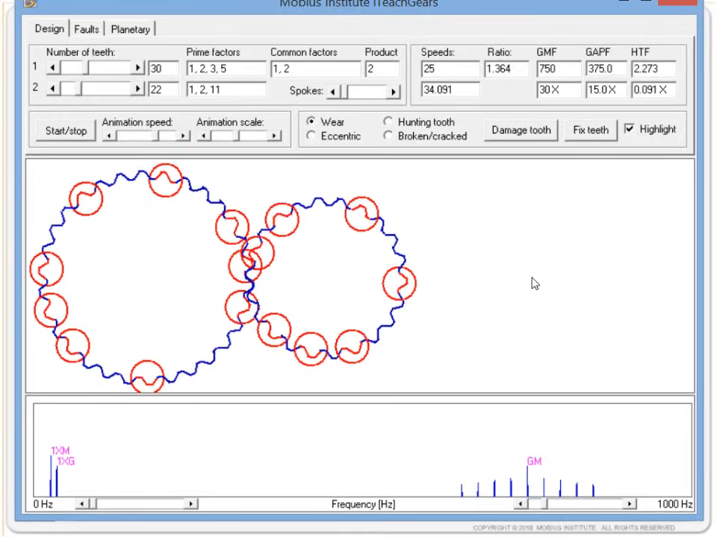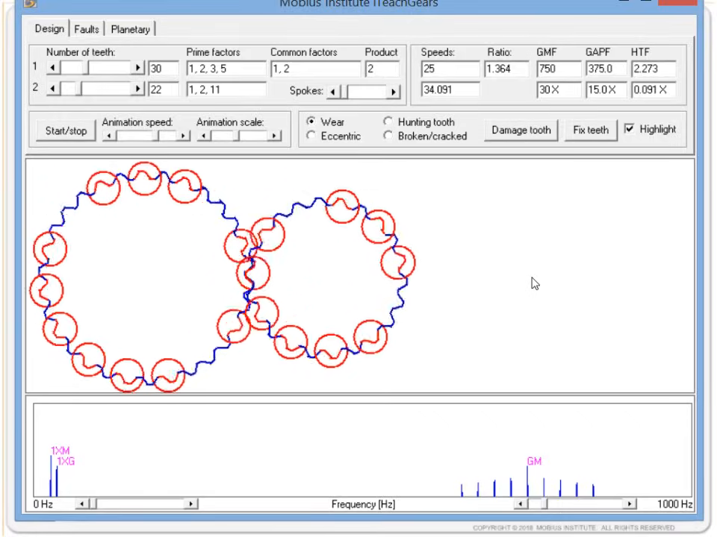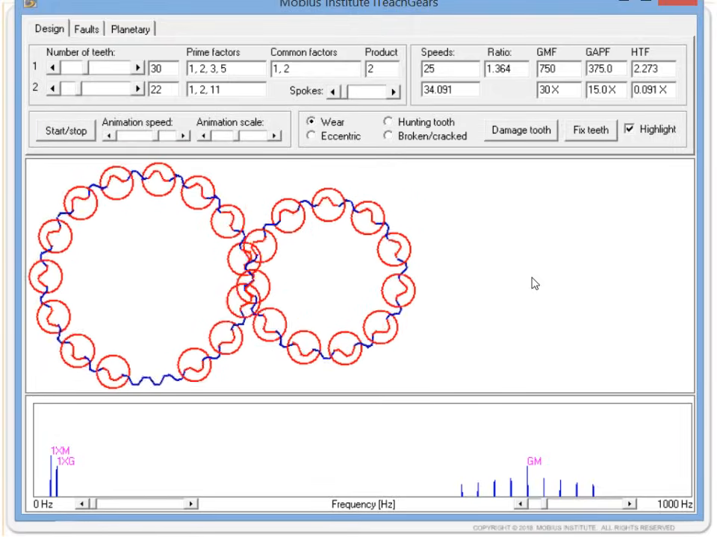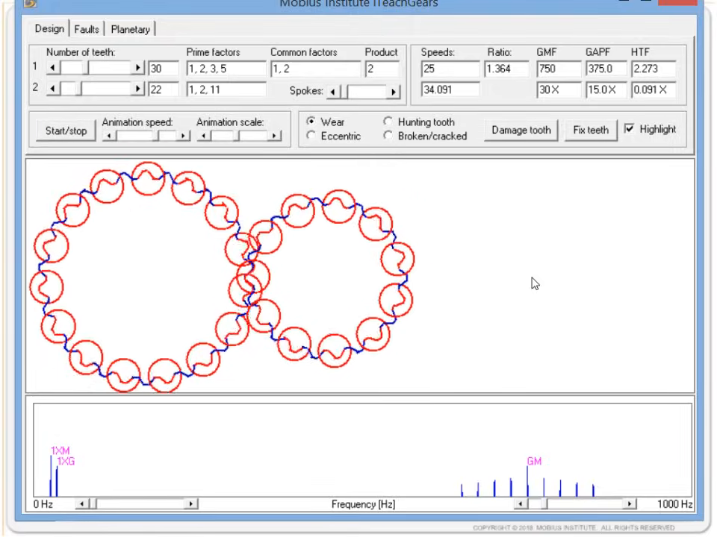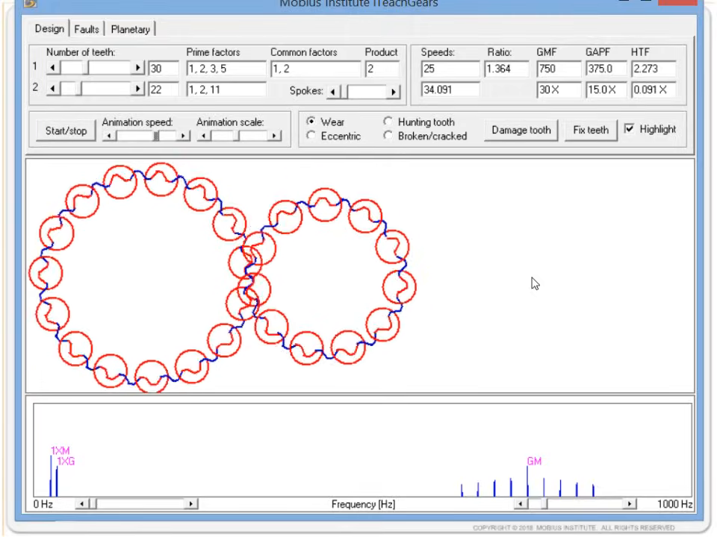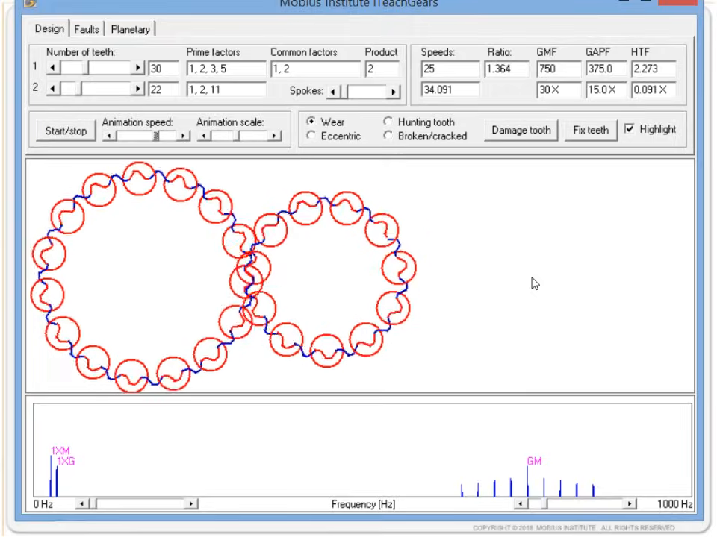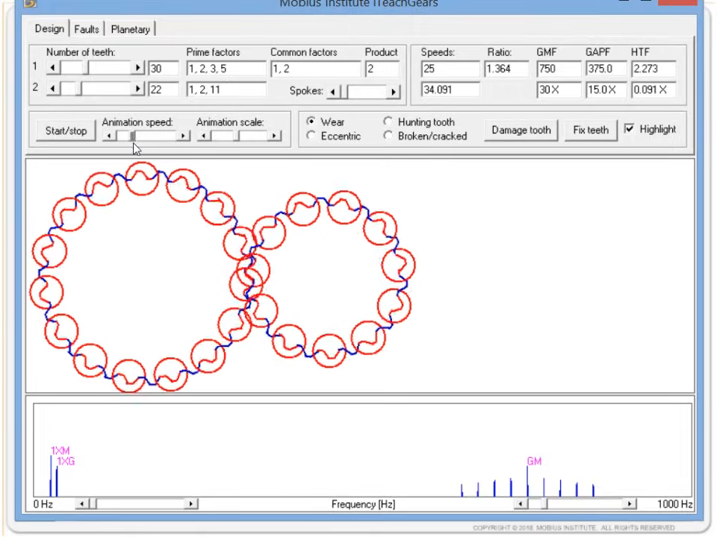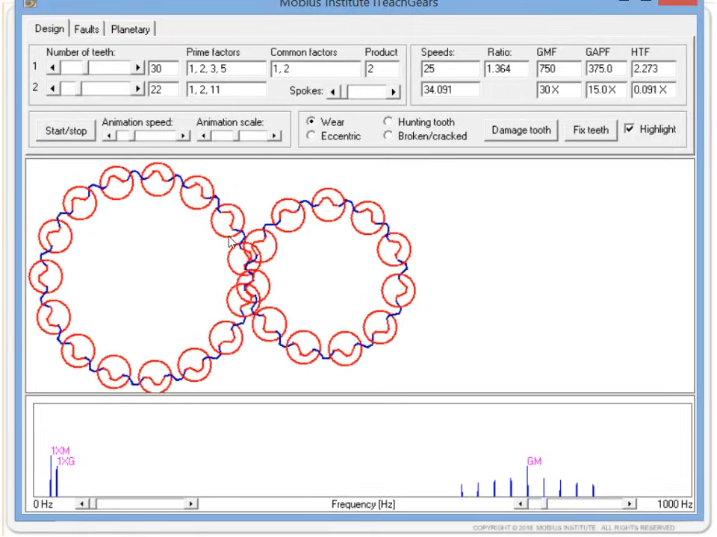If we watch for a while, what we will see is that every second tooth gets worn. And even though I'm referring to gearboxes here, there's a similar mechanism that can happen with the interaction between pump vanes and impeller vanes. It just depends on how many pump vanes and how many impeller vanes there are. But if I slow that down, you can see that every second tooth is damaged.